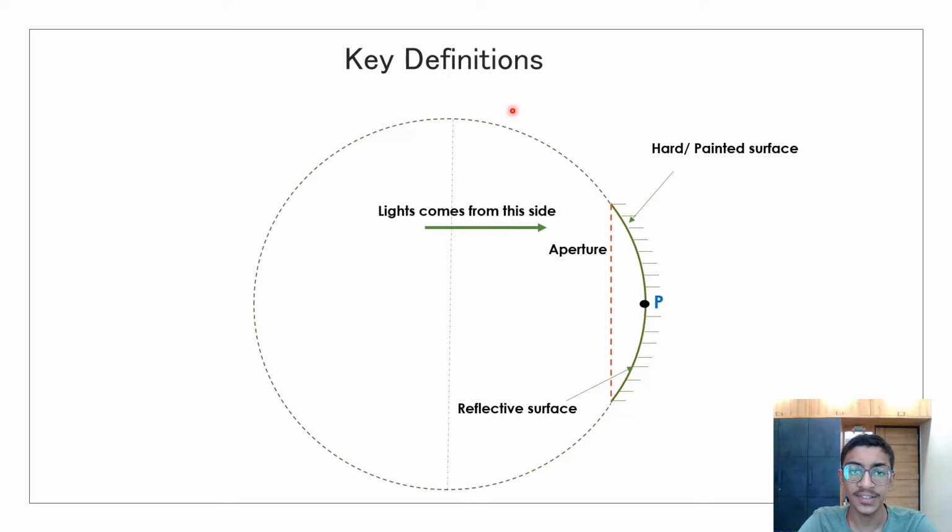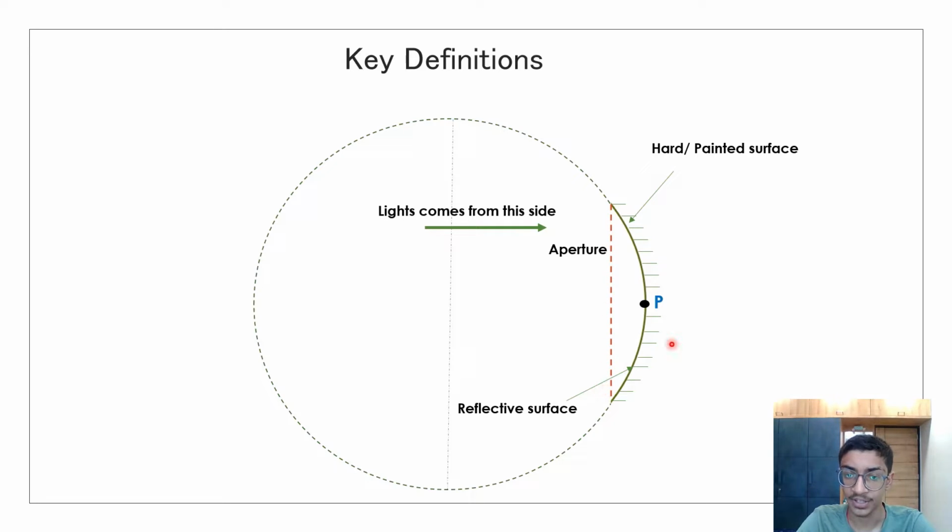Now let us understand some key definitions. First definition we have is the spherical mirror. The spherical mirror is a piece cut out of a hollow sphere of glass, as you can see, whose either of the side is made reflecting. Here one side is the reflecting side, which is reflective surface, and one side is polished surface, which is harder painted surface. Light always comes from the left side of the mirror, as you can see.